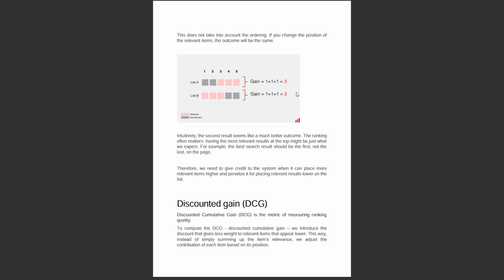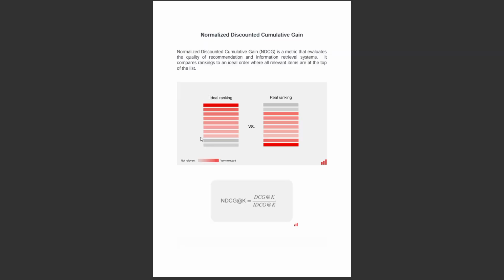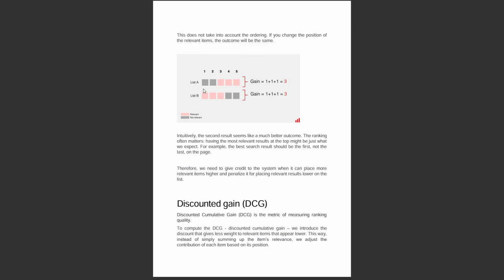But actually, the second result seems like a much better outcome because this is the idealized ranking which we saw. Here you will be able to see that this is the ideal ranking, meaning the most relevant document occurs first and then the non-relevant documents are grayed out. Similarly, this is the real ranking which is happening. So compared to list A, list B should have a better outcome. The ranking often matters, having the most relevant results at the top is just what we expect. Therefore, we need to give credit to the system where it can place more relevant items higher and penalize it for placing relevant results lower on the list.